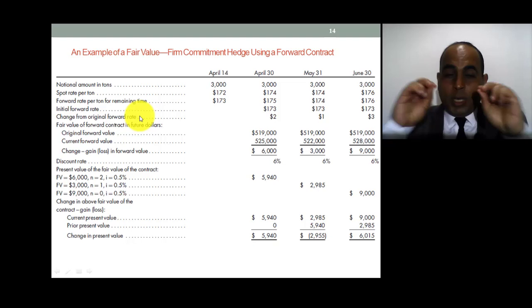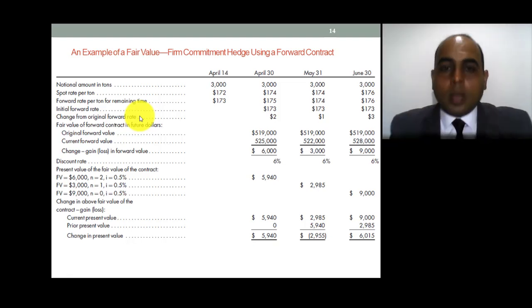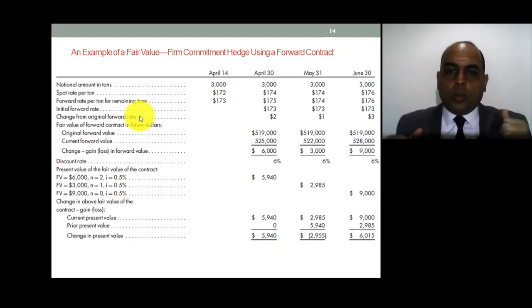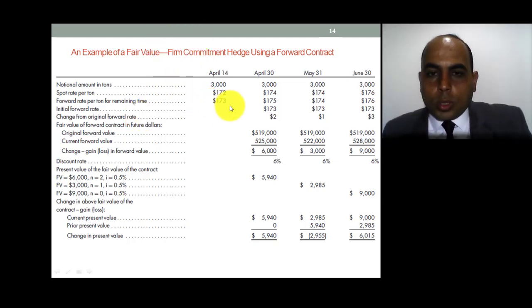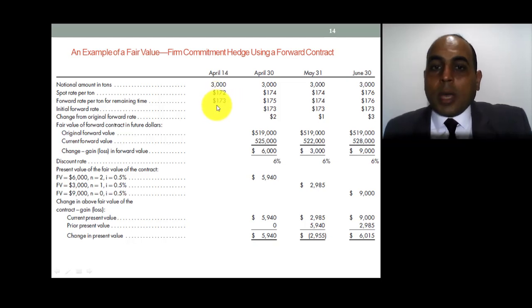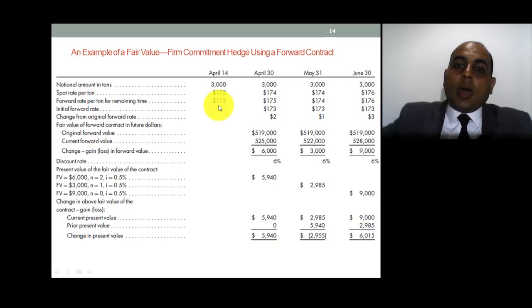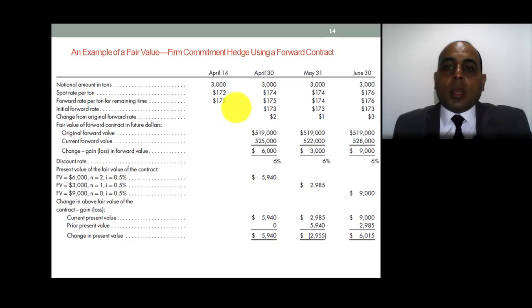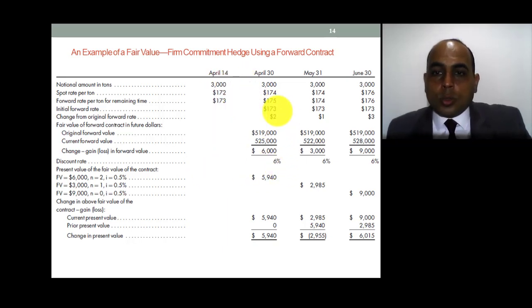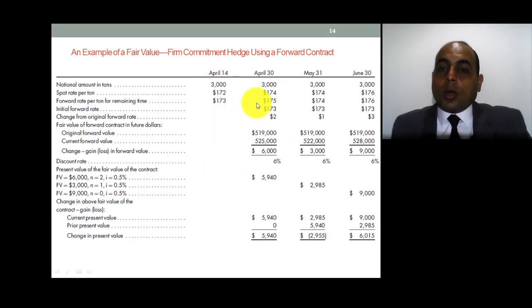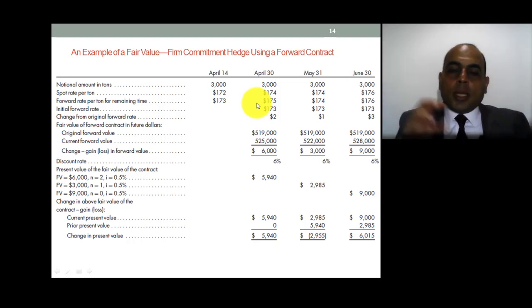The point is, be careful. Here in this example, we entered into a forward contract to do what? To buy inventory. We entered into a forward contract to buy inventory at $173. Here the prices have increased. Be careful. We have fixed the price to buy the quantity at 173, but the prices have increased to 175. So the question is, did we earn a gain or a loss?